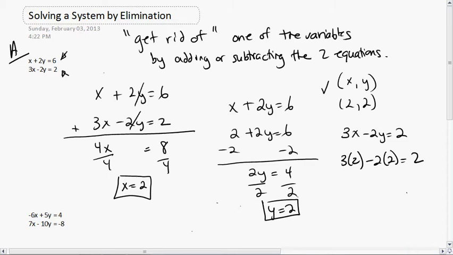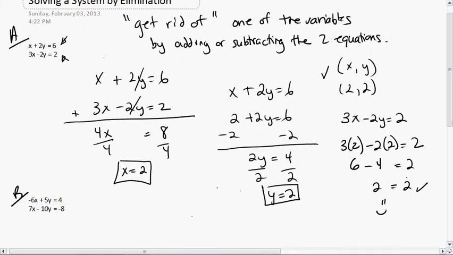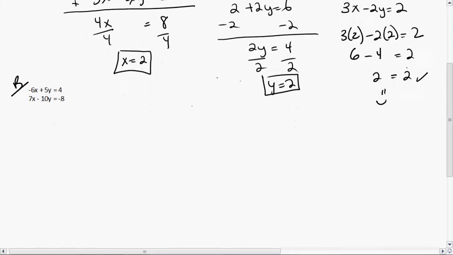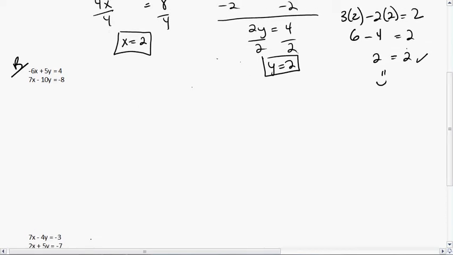3 times 2 is 6. 2 times 2 is 4. 6 take away 4 is indeed 2, so I'm good to go. It works. Yay. Let's look at system B. So system B, negative 6x plus 5y equals 4 and 7x minus 10y equals negative 8, is still pretty easy.